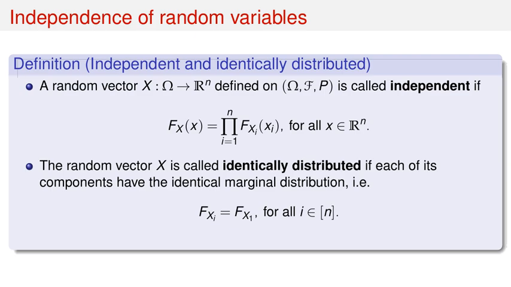The random vector x is called identically distributed if each of its components X_i has the identical marginal distribution, that is, F_{X_i} equals F_{X_1} for all i in 1 to n.